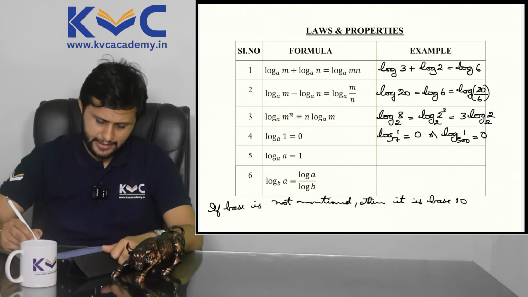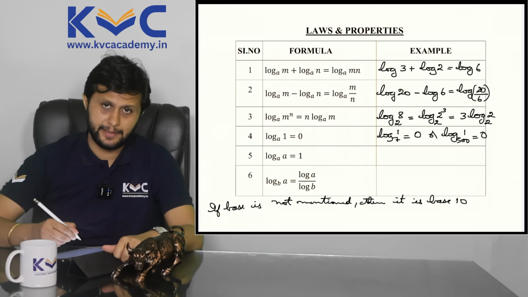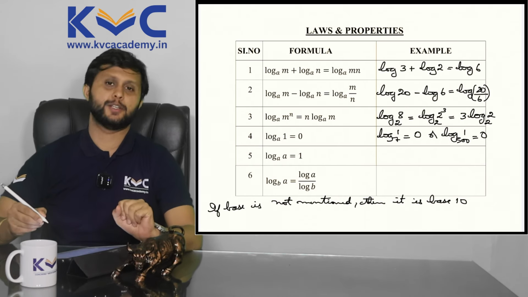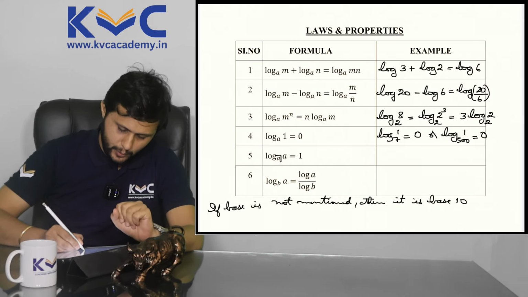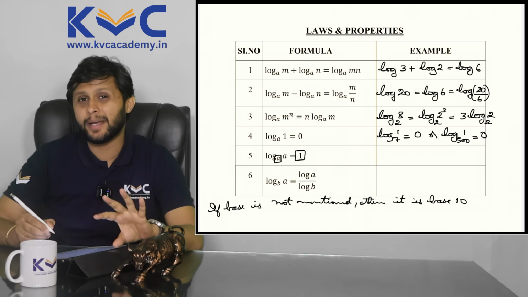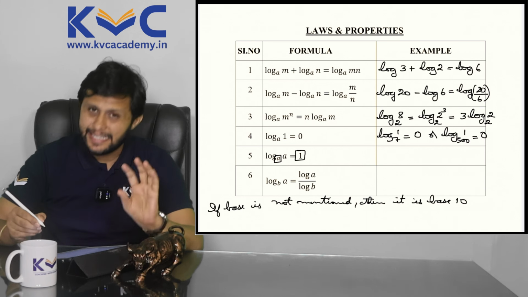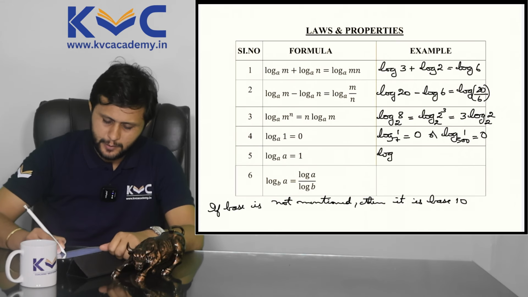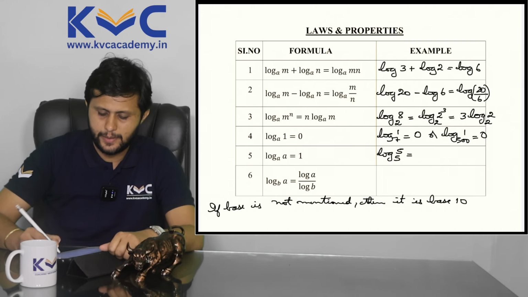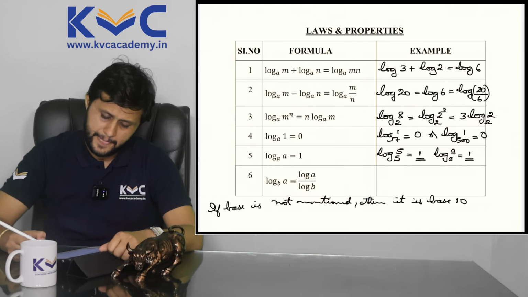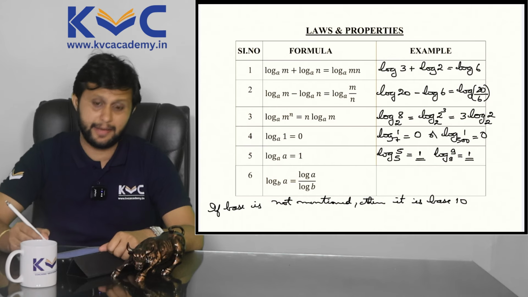Next, serial number 5, we have logarithm of a to the base a equal to 1. Same over here also, we'll try to convert it to exponential form. If I have the base a, I raise it to the power 1. Anything raised to the power 1 is itself, correct? So we get back a. So if I write logarithm of 5 to the base 5, that is equal to 1. Logarithm of 9 to the base 9 is equal to 1. Correct?